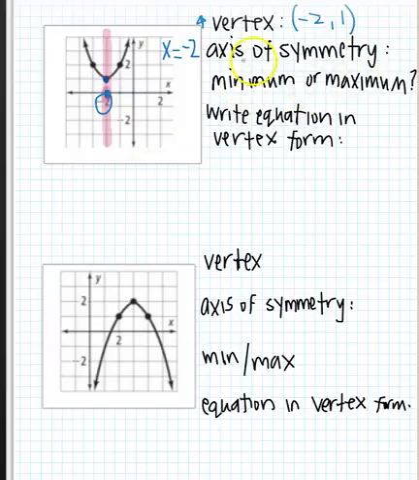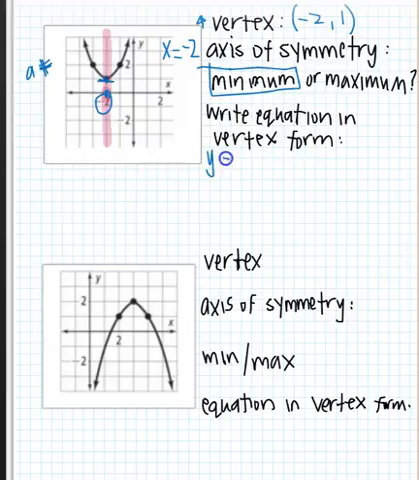Minimum or maximum? Well, because the parabola is facing upward also tells me that a must be positive, right, to get it to face upward. This is going to create a minimum value. So I'm going to put a circle or a square around the minimum value. And then write the equation in vertex form.